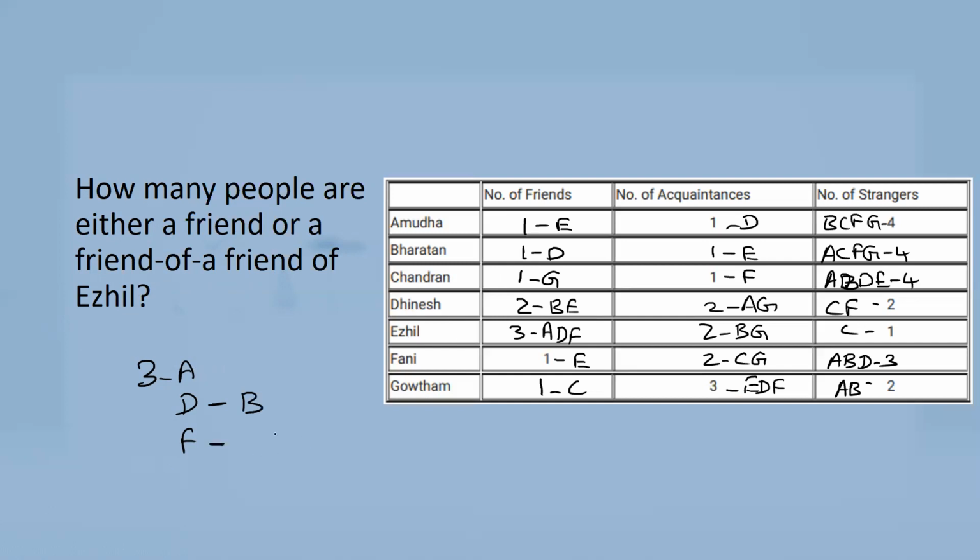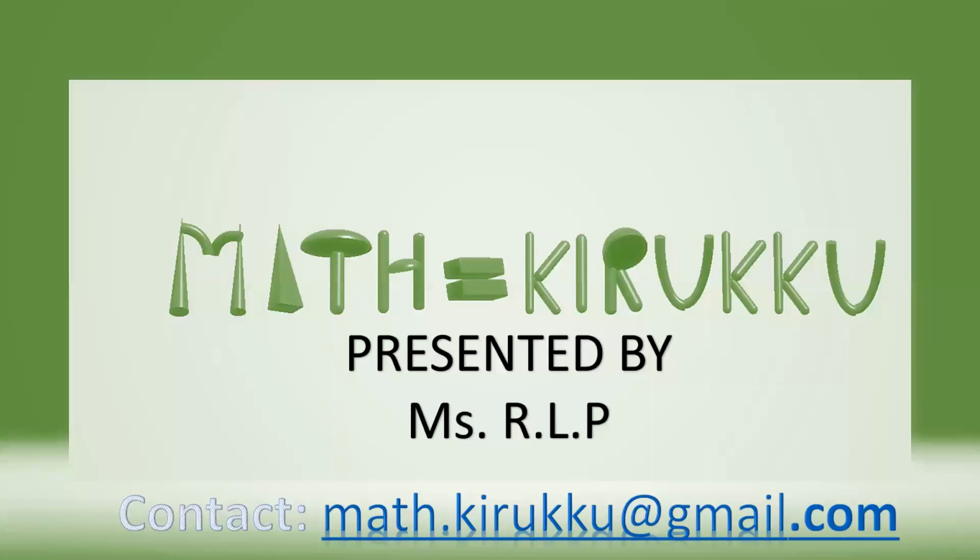For Funny, only Elil is a friend. So A, D, F, B are the friends. So totally 4 numbers, either a friend or a friend of Elil. Clear? So this is how we solve this mathematical logical question.